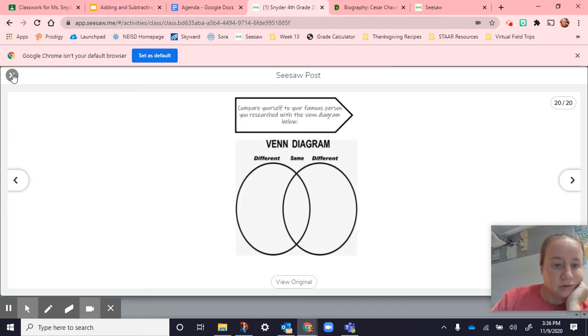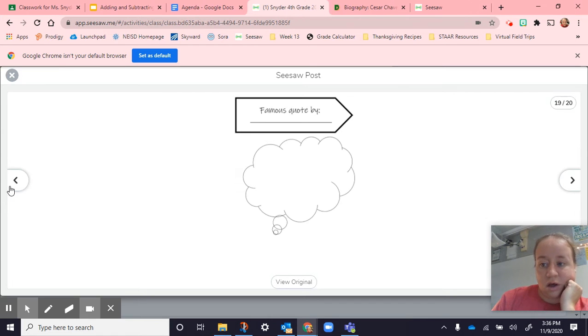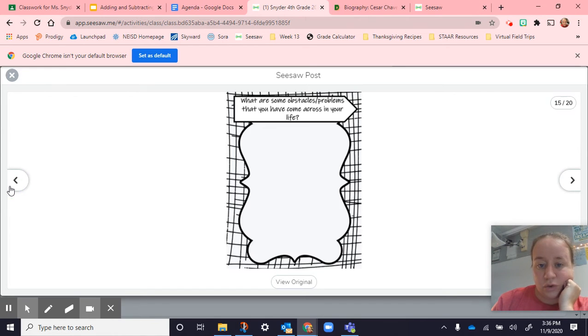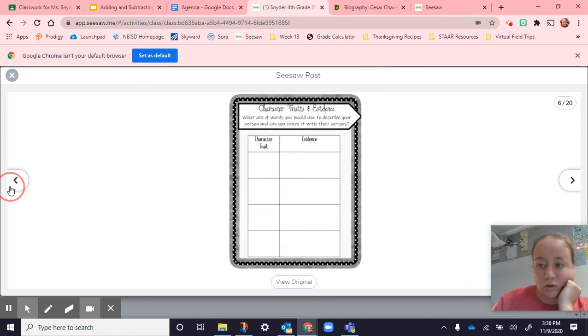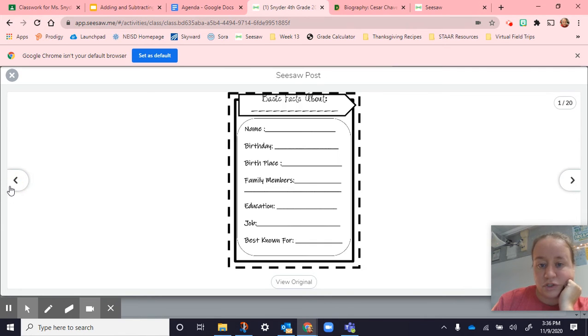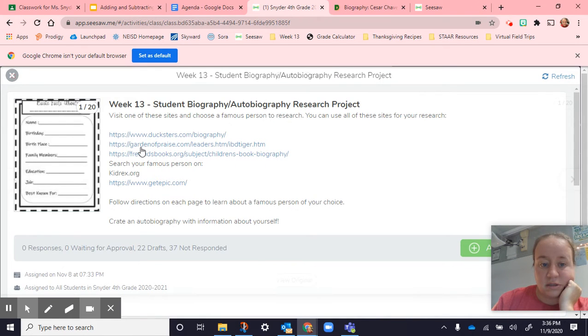Okay, so again, all these pages at the end are about you, the autobiography, about yourself. The whole first part is about your person that you picked. We're working on this all week long. So we have 5 days. So if you do about 4 pages a day, you'll be ready to turn in by Friday.